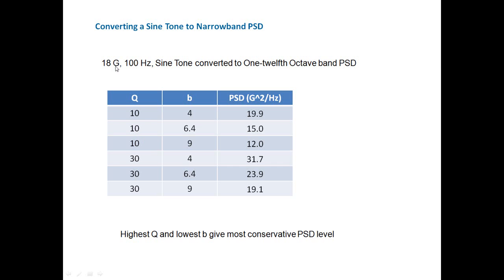And again, this is for an 18G 100 Hertz sine tone converted to a 1/12th octave band PSD, where the center frequency of that band is 100 Hertz. And then for each of the two Q cases, I had B equal to 4, 6.4, and 9. So I've got 6 permutations. And you can see that amongst those 6 permutations, that G square per Hertz level is going to vary.